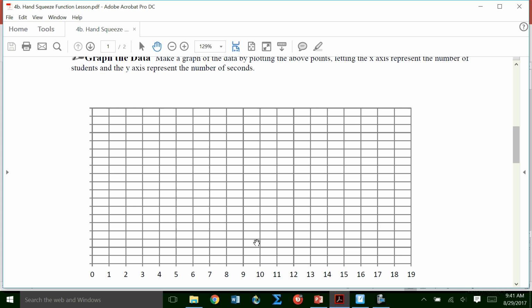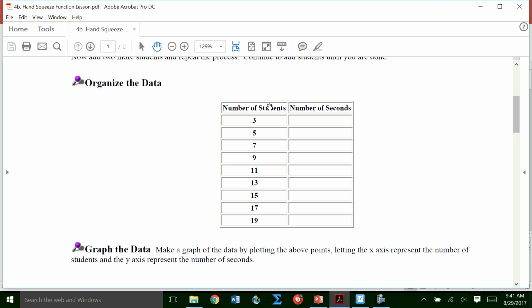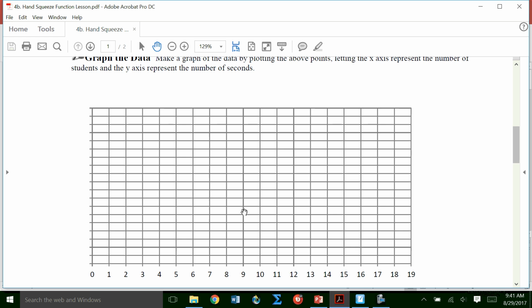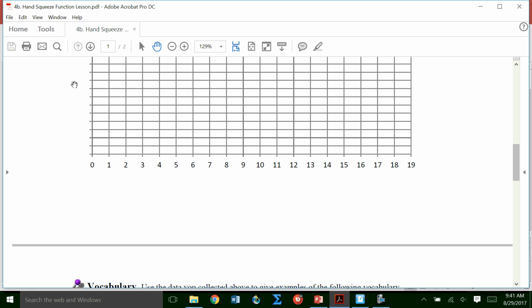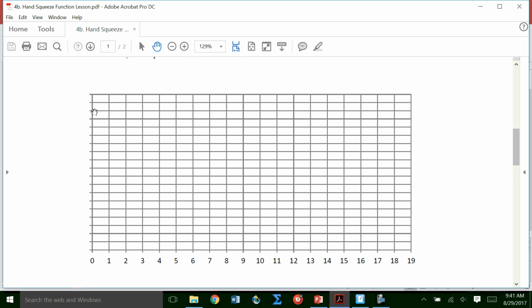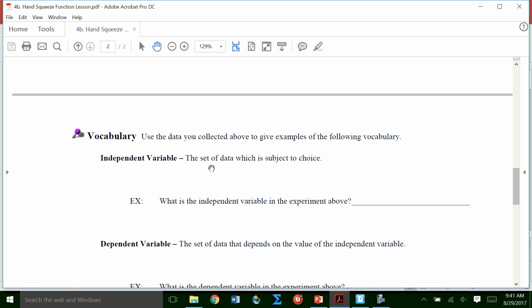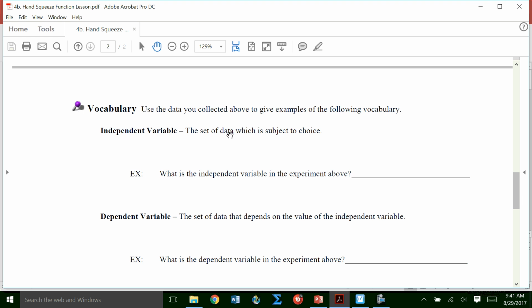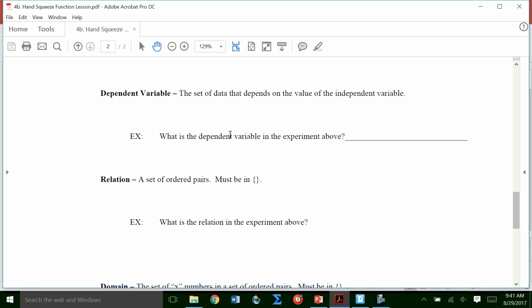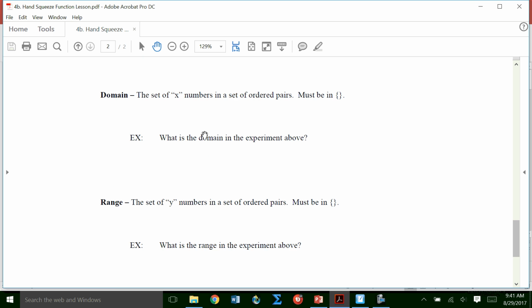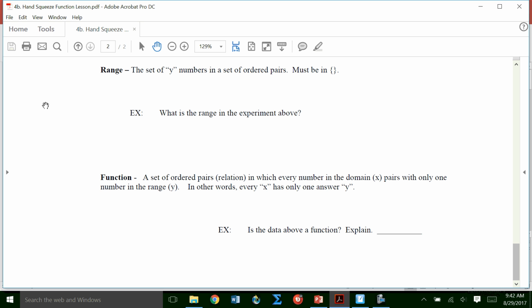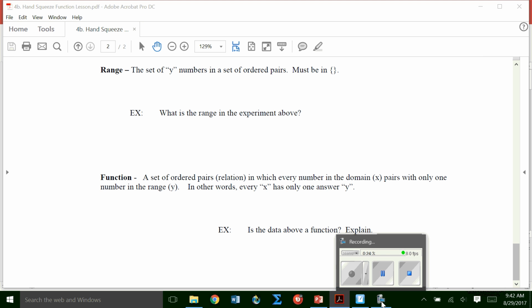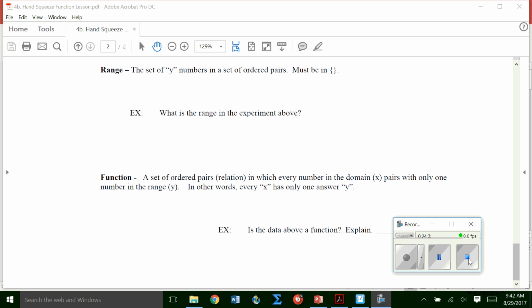So make sure to label your graph, your x values, your inputs, number of students down here, and your time up here, and just space it out so that it's nice and clean and spread out. Then you're going to answer some questions with vocabulary based on the hand squeeze assignment or activity that we do in class. So go ahead and use the remainder of this time to fill out your hand squeeze assignment. And that's it for functions today.